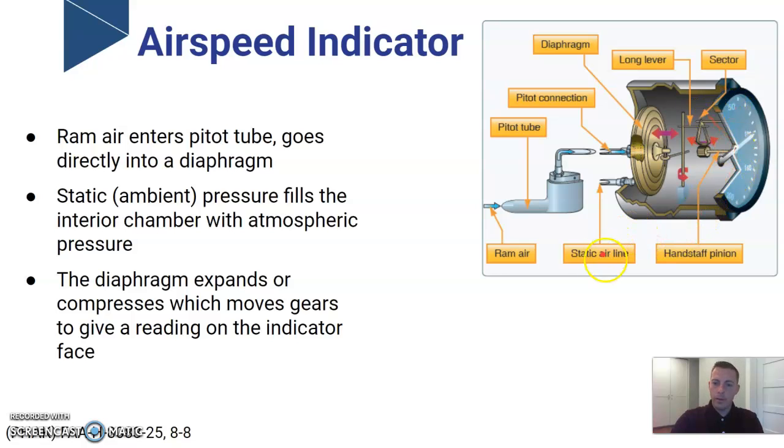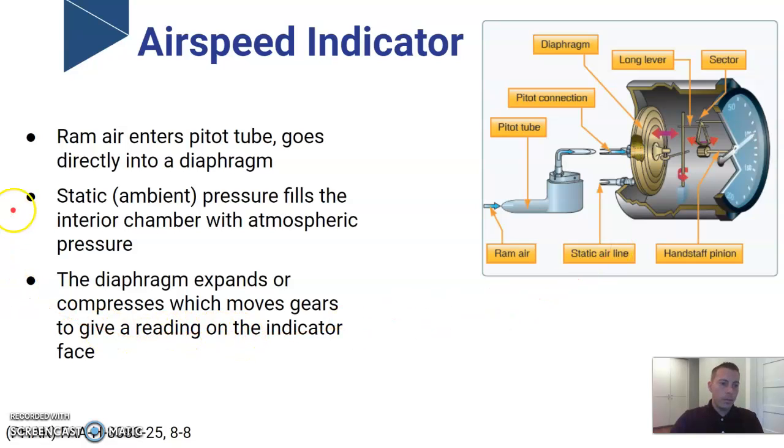Now, then we have our static airline, which is also connected to this, but what that does is, you can think of this diaphragm like a balloon. We're going through the air and blowing up a balloon. And that would be kind of difficult if this was a sealed case. And the case itself is plumbed through our static airline. And one thing that does is it keeps our airspeed indicator accurate when we climb up in altitude and the outside static air pressure changes.